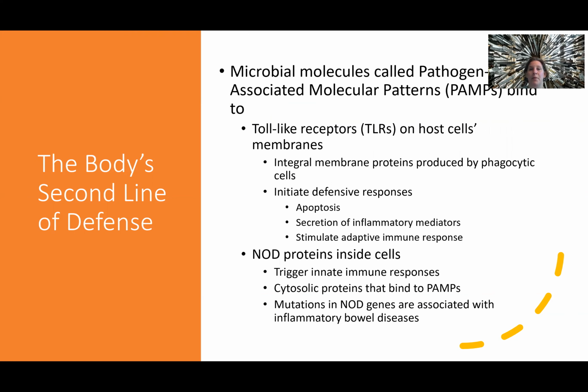We also have the PAMPs, so pathogen-associated molecular patterns, which are connected to our toll-like receptors on the host cell membranes and NOD proteins inside of cells. I'm going over these because I want you to understand that they're the second line of defense, but much like in our biochemistry unit, I'm not going to ask you to draw out all the steps. I do want you to understand which of these steps or which of these possibilities fit into the first, second, or third line of defense.